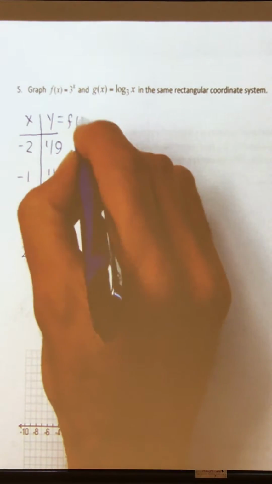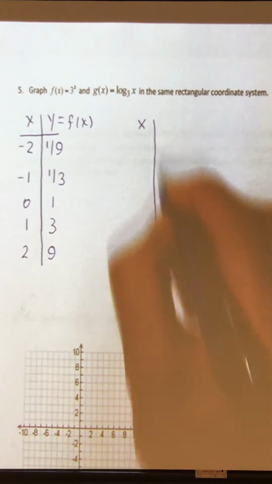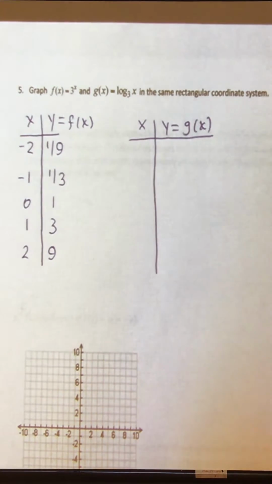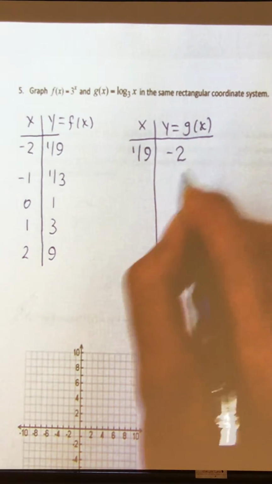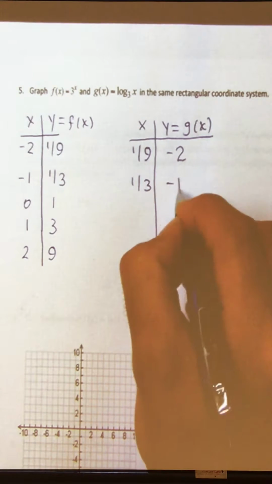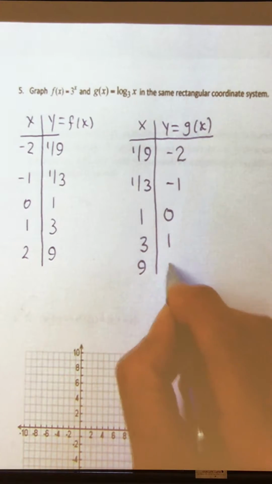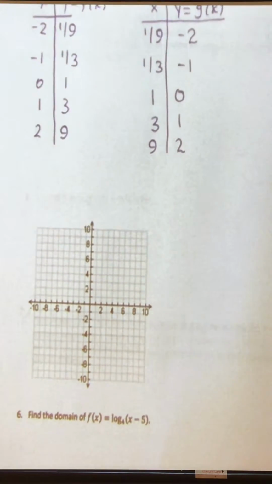This is the table for f of x, our exponential. To create the table for our g of x function, f of x and g of x are inverse functions. So we reverse the coordinates in the table for f of x, and then we'll have the coordinates for g of x. So 1/9 will give us negative 2, 1/3 will give us negative 1, 1 will give us 0, 3 will give us 1, and 9 will give us 2. Now we just need to plot those points on the coordinate system, and we'll have the graph for both.